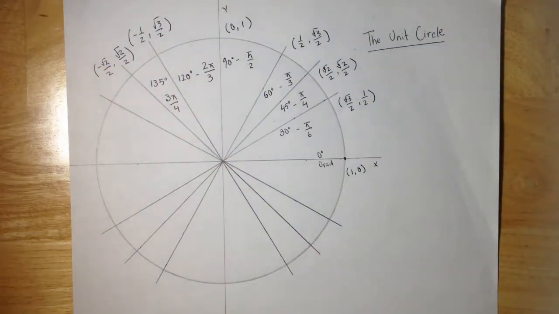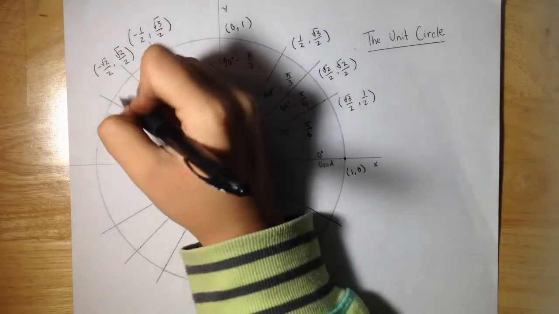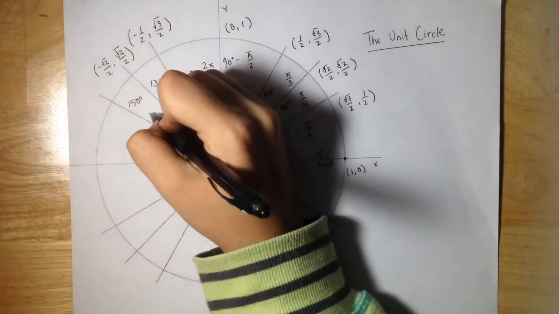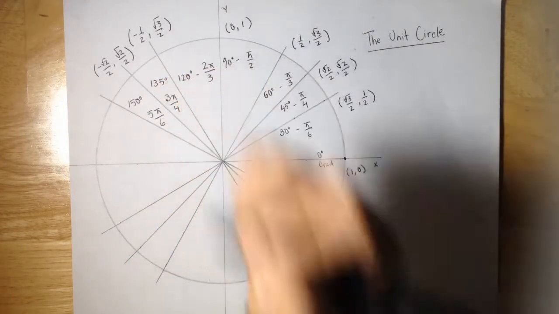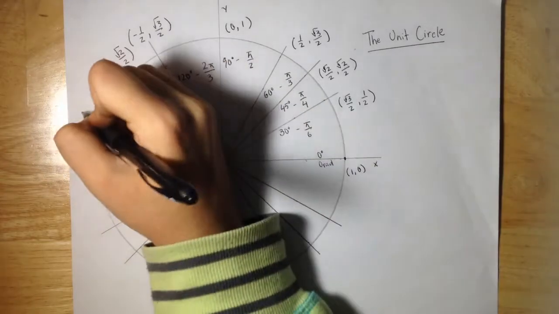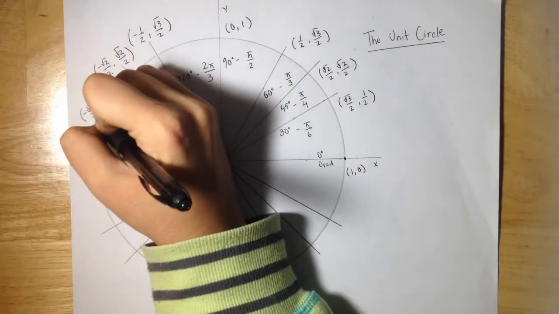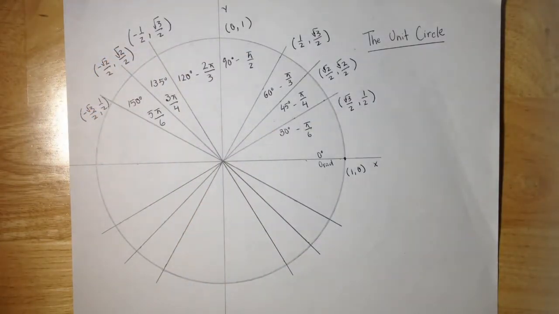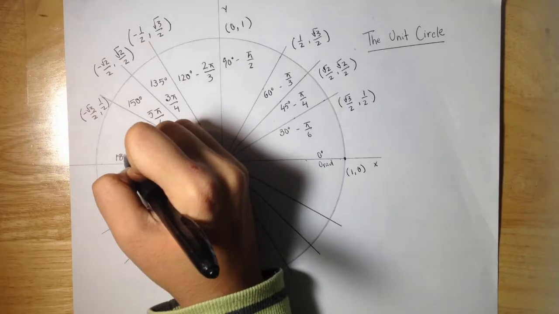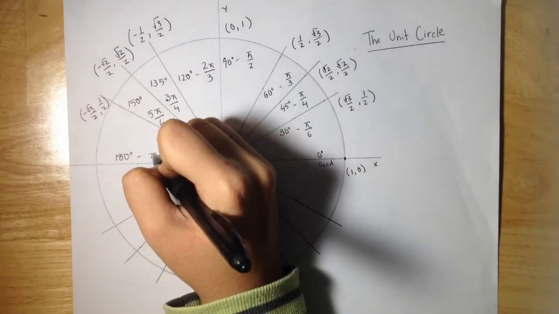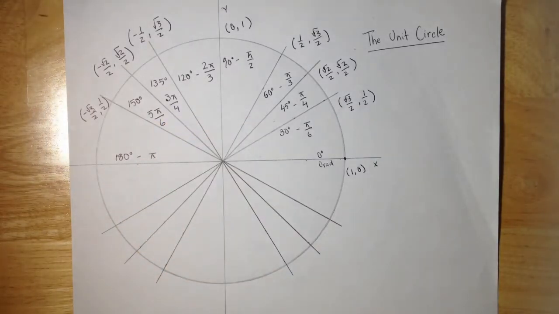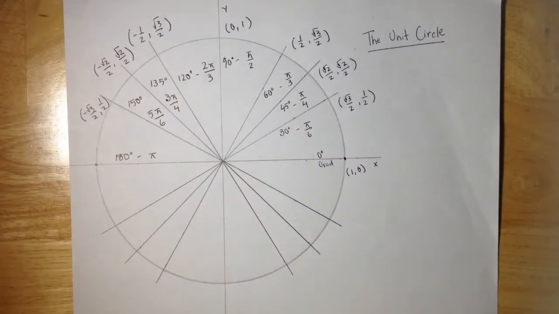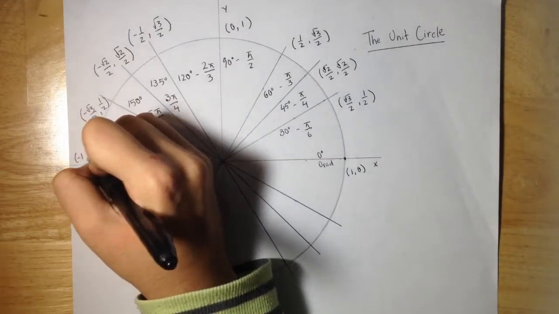After that is 150 degrees, which is 5 pi over 6 radians. The coordinates are negative radical 3 over 2, 1/2. The next angle is 180 degrees, translates to pi radians, and the coordinates for this point on the unit circle are negative 1, 0.